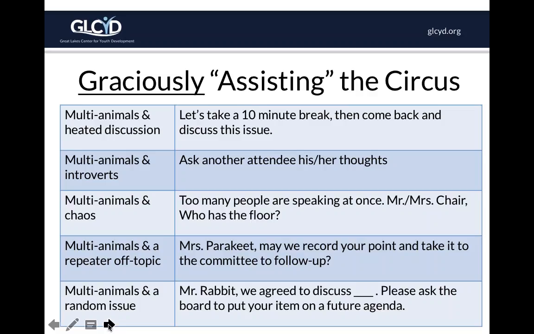If the chair doesn't do that, then that's a place where you could step up and say, okay, is it okay with the group if we discuss this, if we have time at the end of the meeting? So it's to help everyone be heard, but not let them get the meeting off track from its original purpose.